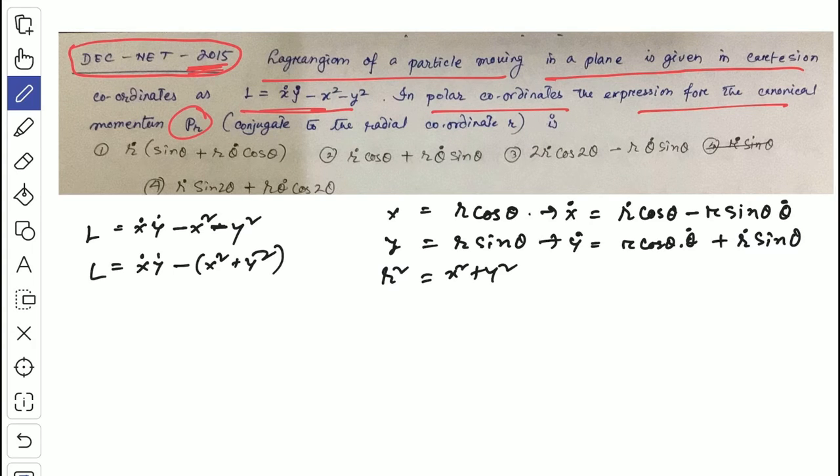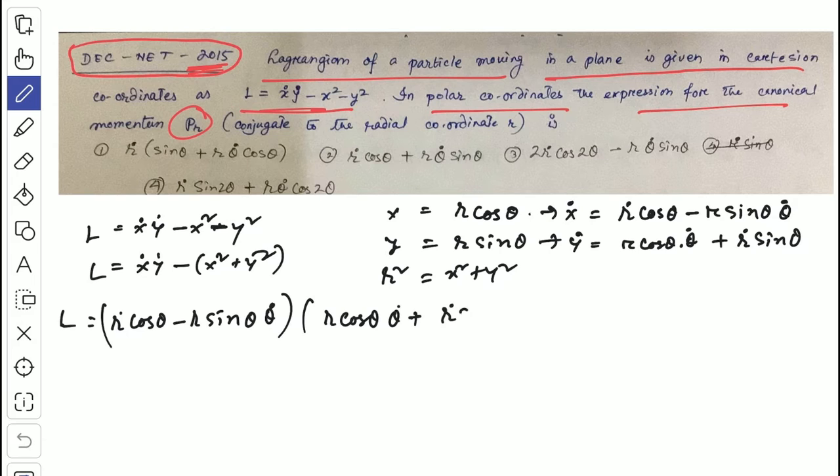And here you see, if you put those values of x dot, y dot and x, y in this Lagrangian L, then L will be given by, x dot we have got, let us put this: r dot cos theta minus r sin theta theta dot, into r cos theta theta dot plus r dot sin theta, and x square plus y square, that I have told you is r square, isn't it? So it is simply r square. If you multiply these two and simplify this equation, then what will you get?